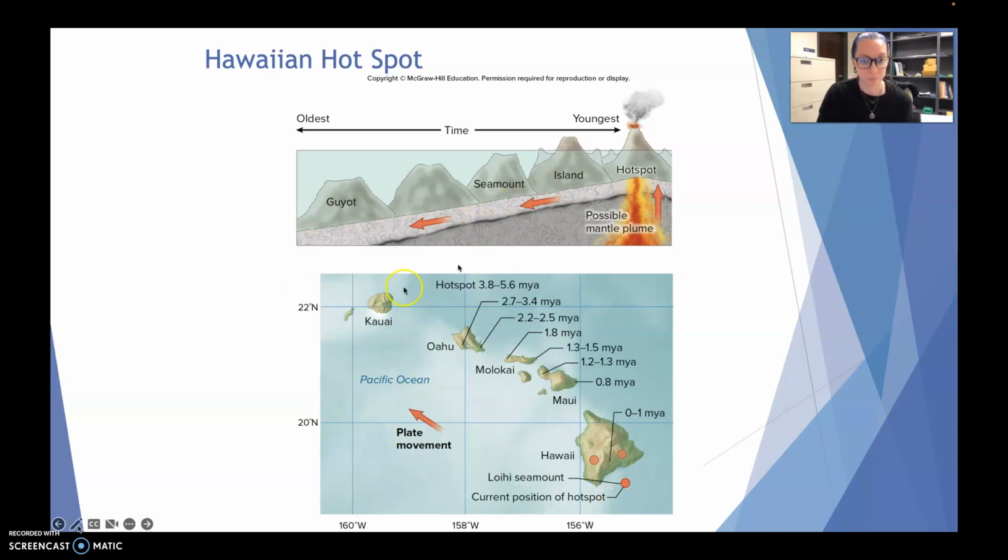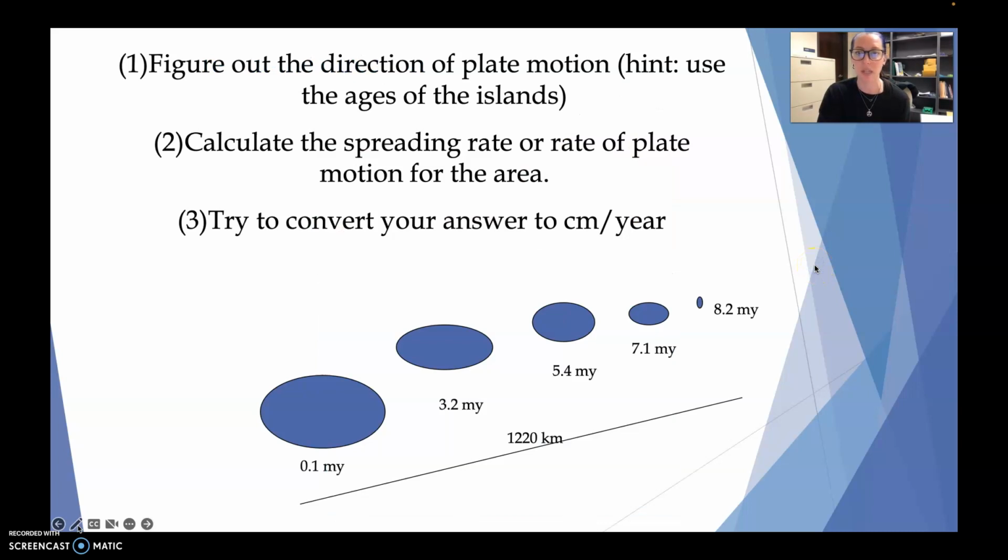What we see on this bottom part of the graphic is that there are years associated with these various islands, basically saying how old or young we believe some of these islands are. And so we can take these ages and we can take the distance between these islands, and we can literally calculate how fast that plate has moved over its lifetime. So I have 3 simple steps to give us the answer here.